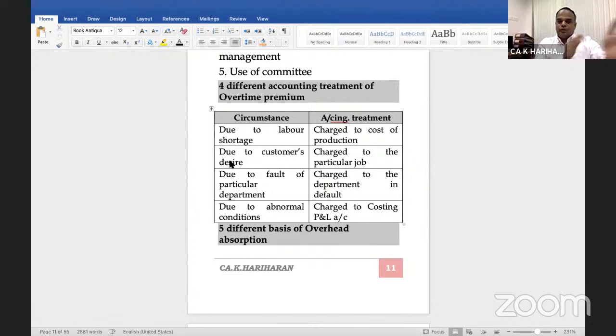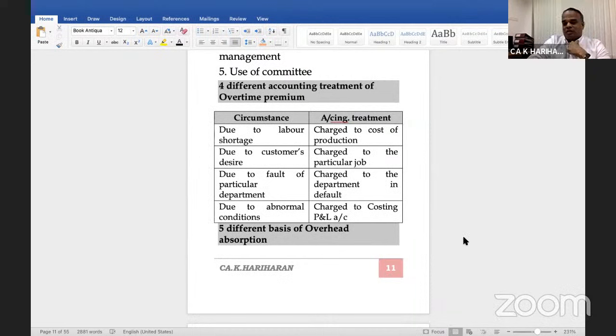Now we can discuss the accounting treatment of overtime premium. The reason for the overtime is shortage of workers. Adequate workers are not there. Then the excess amount whatever you paid, we have to charge to cost of production, forming part of the cost of production.